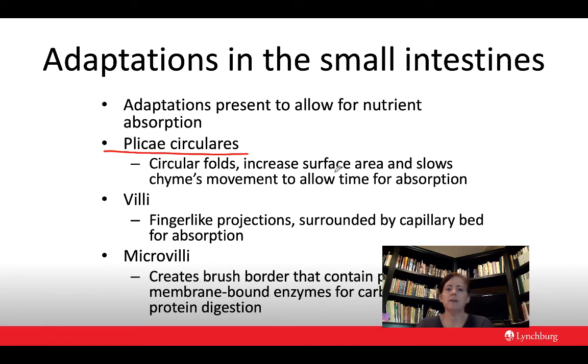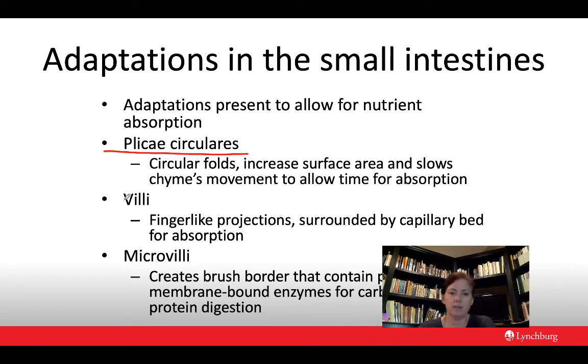What that does is increase surface area, allowing for more absorption. It also slows down the movement of chyme from the stomach into the small intestines, to give it time for reabsorption of nutrients.